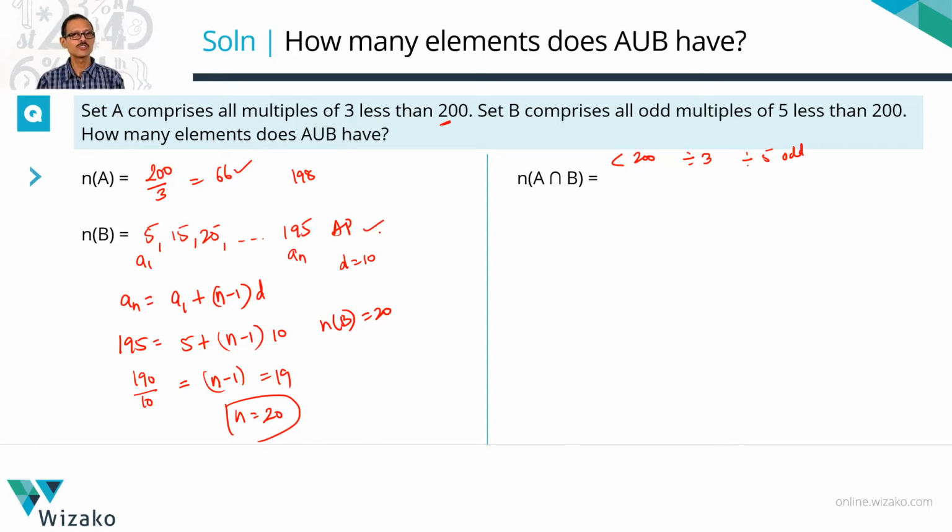Let's list down the first few terms of it. A number that is divisible by 3 and divisible by 5 will be a number that is divisible by 15. Will 15 satisfy all these conditions? Yes, certainly. 15 is divisible by 3, 15 is divisible by 5, and it is an odd multiple of 5. So 15 satisfies this condition.